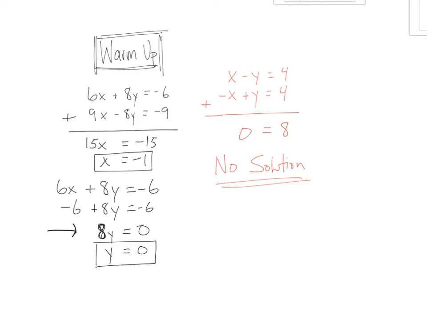Don't think that that means no solution or anything like that. That just means 8 times some variable or some number is equal to 0. It turns out in this case it's 0. 8 times 0 is 0.